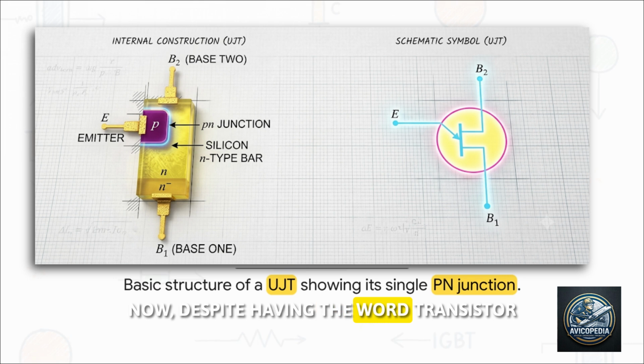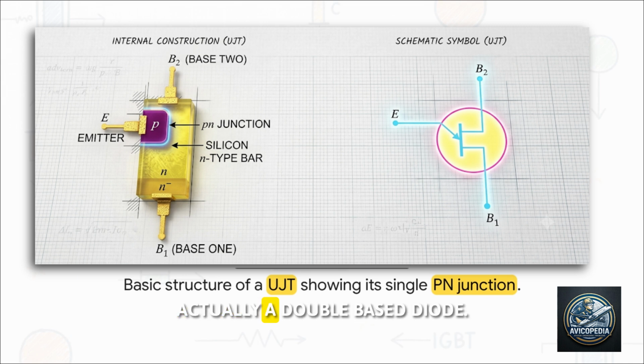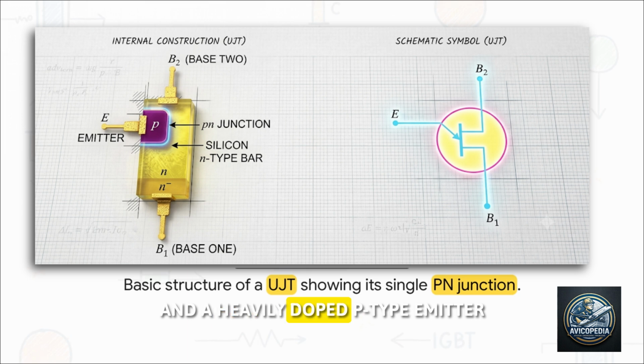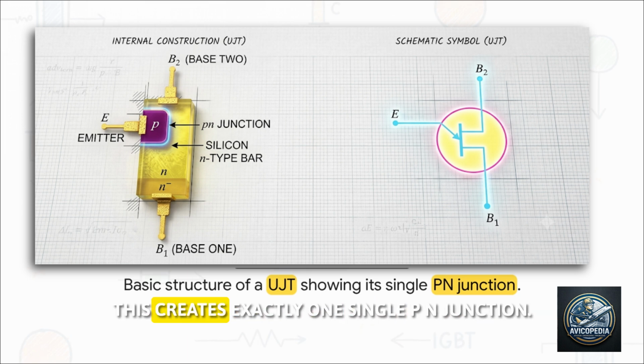Now, despite having the word transistor right there in its name, structurally it's actually a double-base diode. It consists of a lightly doped N-type silicon bar with two base contacts at the ends and a heavily doped P-type emitter fused right into the side of it. This creates exactly one single PN junction.